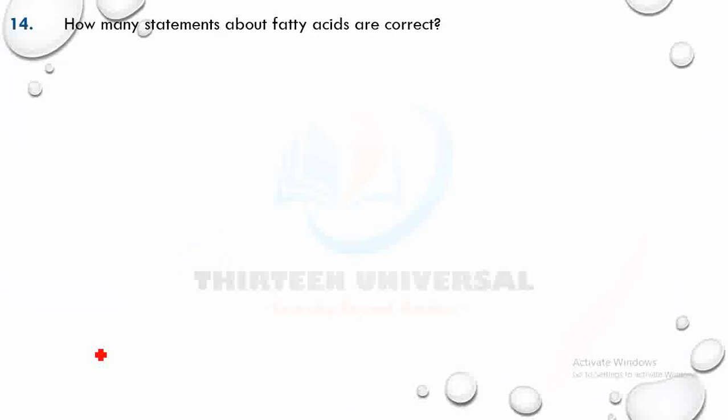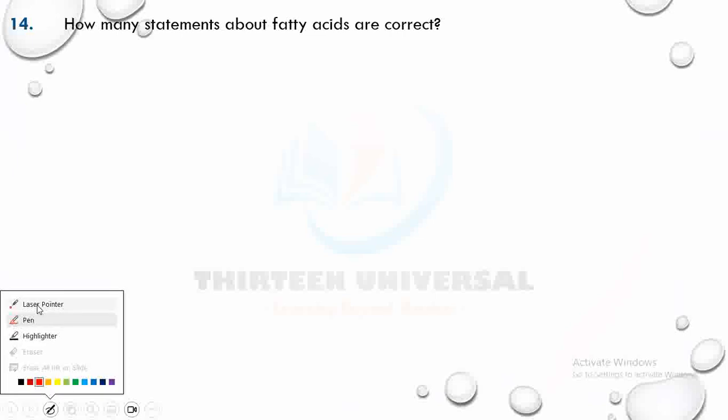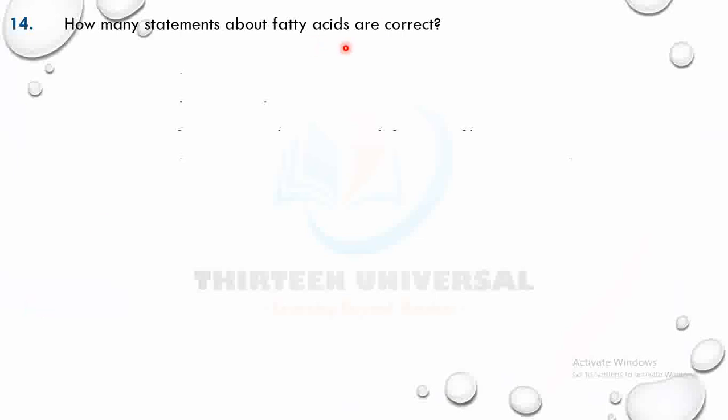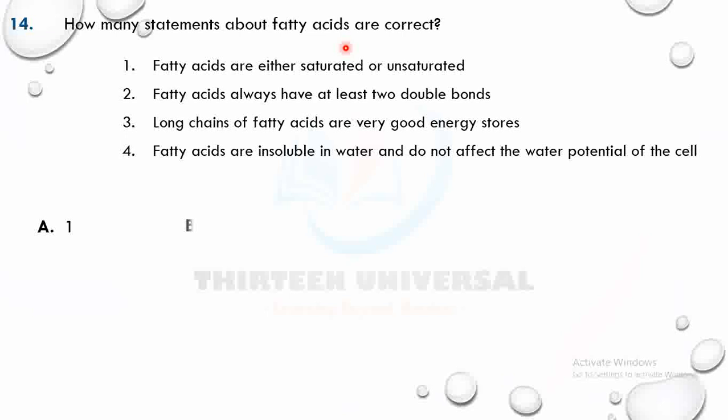How many statements about fatty acids are correct? Check it out. Number 1 says fatty acids are either saturated or unsaturated. Yes, that's correct, depending on the number of double bonds. If they have double bonds, they're unsaturated; no double bond, saturated. Fatty acids always have at least 2 double bonds. It's not always at least 2 double bonds.